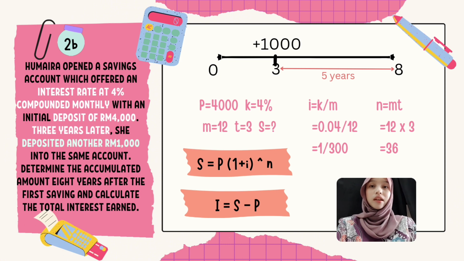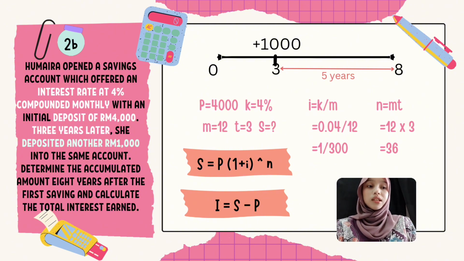For question 2b, Humaira opened a saving account which offered an interest rate of 4% compounded monthly with an initial deposit of 4,000 ringgit. 3 years later, she deposited another 1,000 ringgit into the same account. Determine the accumulated amount 8 years after the first saving and calculate the total interest earned. Principal value is 4,000 ringgit. The interest rate is 4% and frequency of conversion is 12 because it is compounded monthly. By the timeline, you can see she deposited another 1,000 ringgit after 3 years. So we have to calculate 2 times to get the accumulated amount after 8 years.